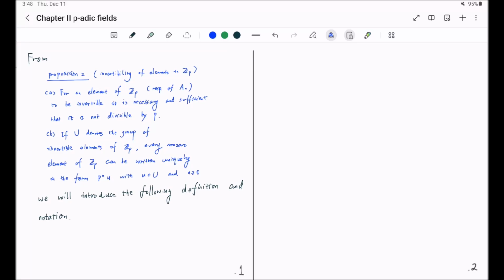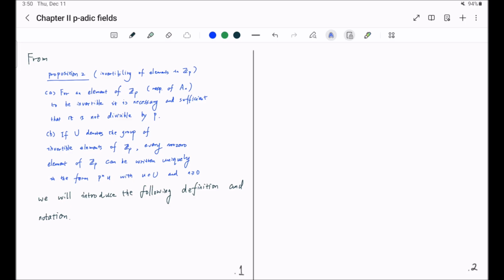The two propositions above discussed the algebraic properties for the ring of p-adic integers, Zp. In this section of the video series, we are going to discuss some topological properties for Zp. And in particular, we're going to introduce a metric on Zp. To that end, we're going to introduce a very important definition and notation as an immediate corollary to proposition 2.